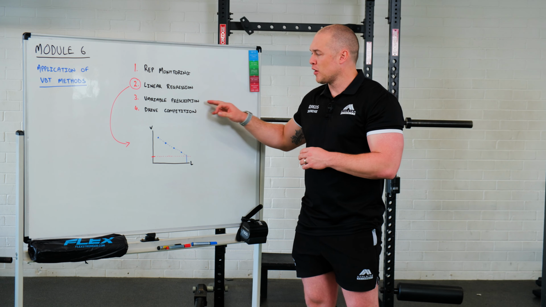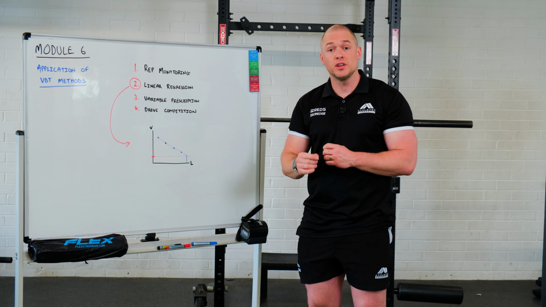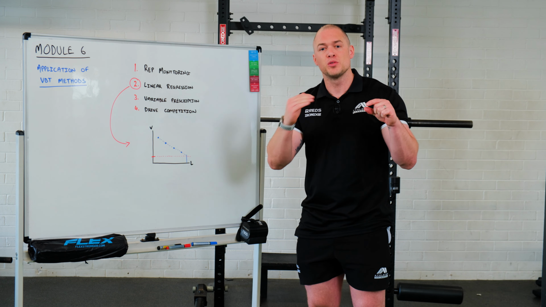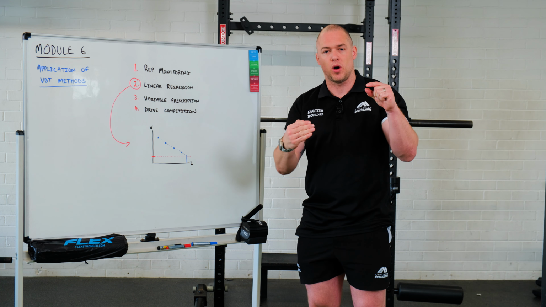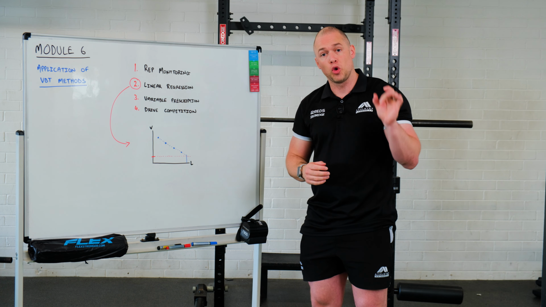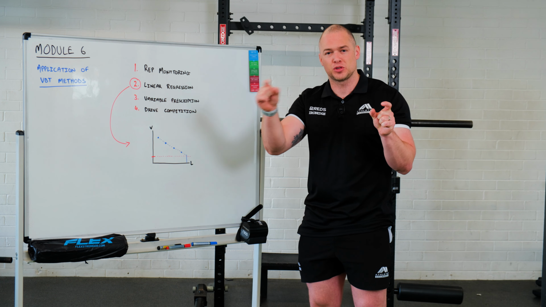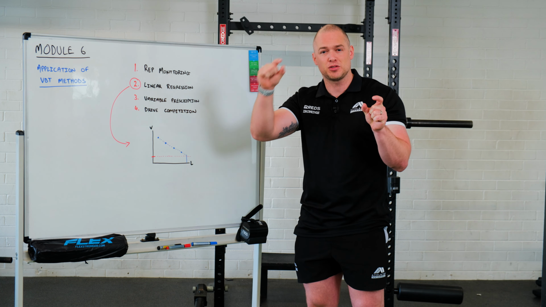So when we're looking at variable prescription, we can use it, as we mentioned, where the velocity is fixed, therefore we adjust the load to make sure we keep hitting the velocity required, or it's flipped. The load is fixed, and then we're making sure we're just hitting the velocities prescribed, which may be faster and faster, or it may be just the intent to be as fast as possible each day.